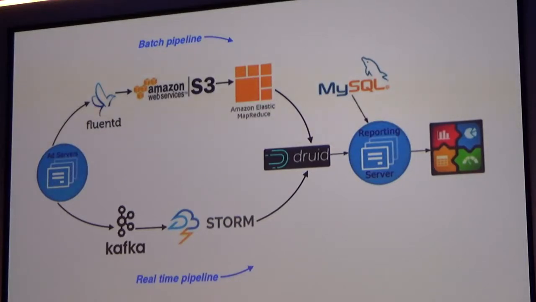We also have a batch pipeline, so our ad servers send our events to Fluentd. Fluentd buffers those events, creates files, and stores these files in S3. Then every hour, we trigger a MapReduce job that takes those files, processes them, and extracts dimensions and metrics again. Then we use the Hadoop Druid indexer to create segments out of this processed data. We update the Druid MySQL, and our real-time segments get replaced by our batch segments automatically.